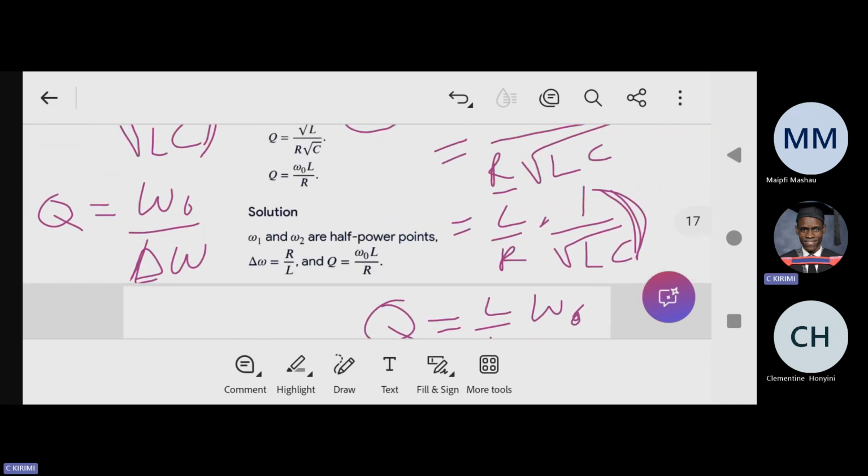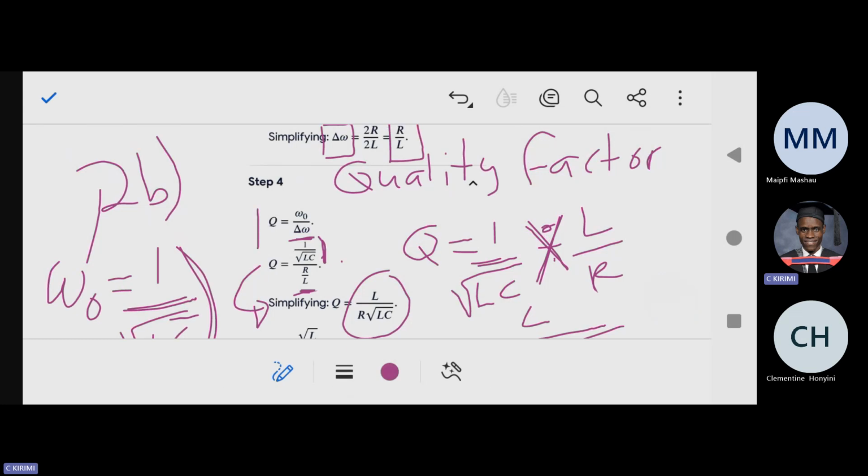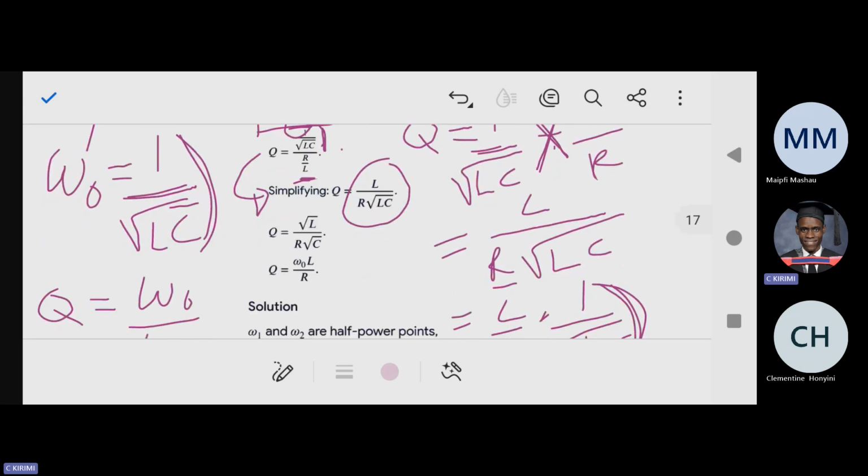So you choose any of the steps that you want. If you just want to use the short method here, straight away, just replace the value of change in omega, and you get your answer there and then. So you choose the method that works best for you.